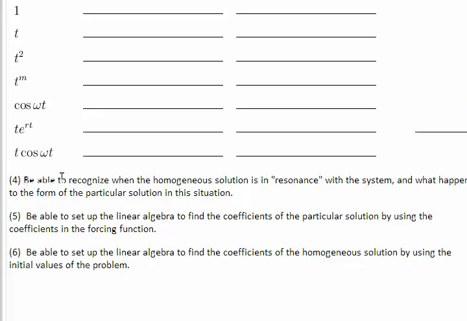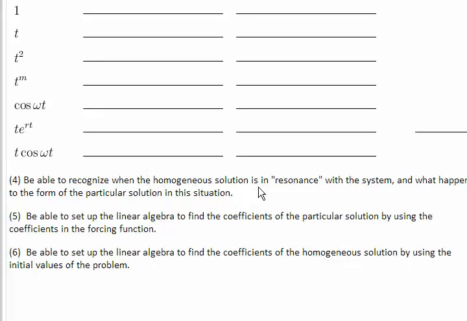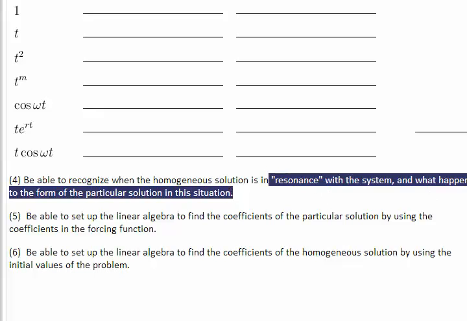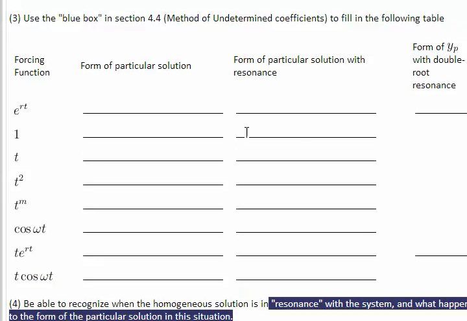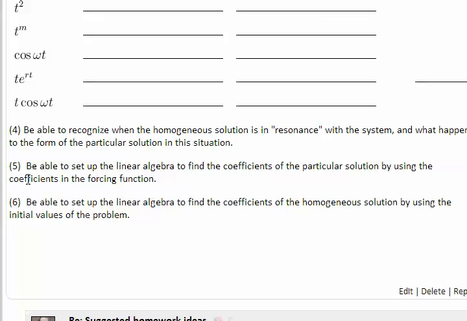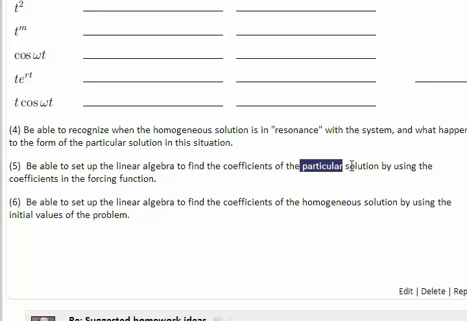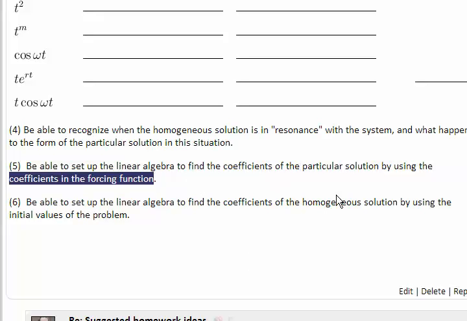So number 4 is basically just like the answer before. We need to be able to recognize when the homogeneous system is in resonance. That is, when you apply that t to the particular solution. And number 5, be able to set up the linear algebra to find coefficients of the particular solution by using the coefficients in the forcing function. So basically, the particular solution uses the coefficients in the forcing function.